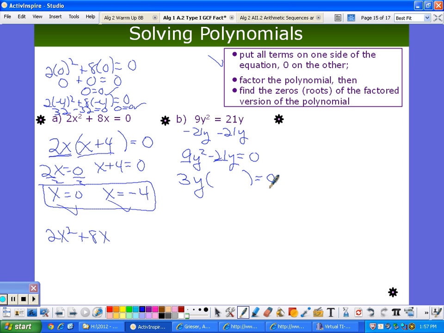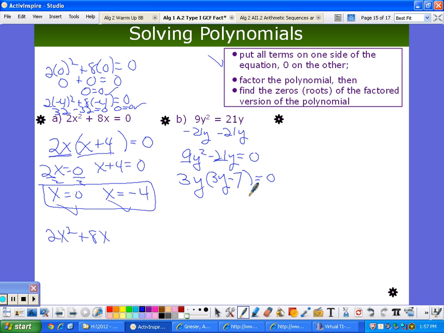And notice I'm putting my equals 0. Don't forget it, because we're solving an equation. So 3y times what gives me 9y squared? 3y. 3y times what gives me minus 21y? 7y. What kind of 7? 7y or negative 7. Well, is there a y here?